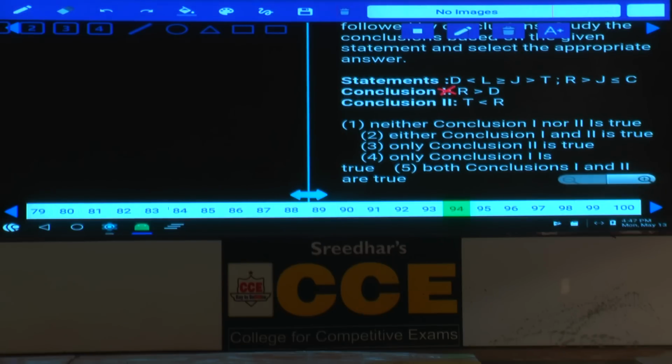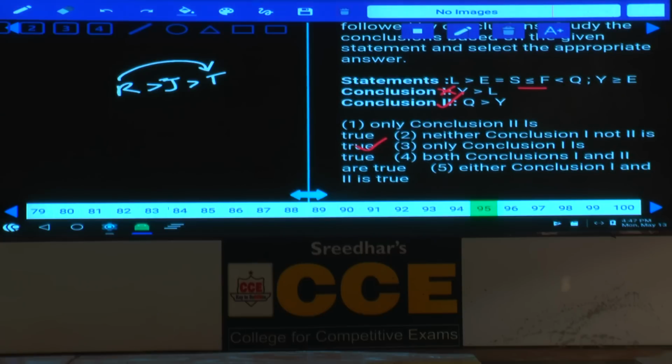And next one, T and R. Now between T and R, R greater than J, isn't it? R greater than J, and here, J and T. Tell me what is the relation between J and T: J greater than T. That means R greater than J, J greater than T. Hence R greater than T is definitely true. If R greater than T is true, T lesser than R is also true. And so only conclusion 2 is true, choice 3. 94, it is choice 3.